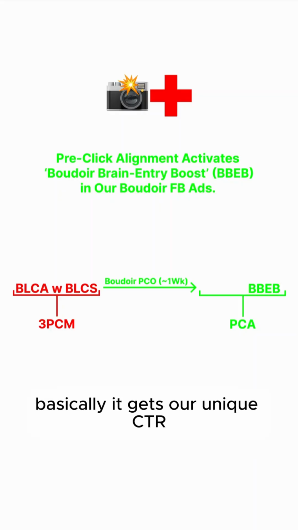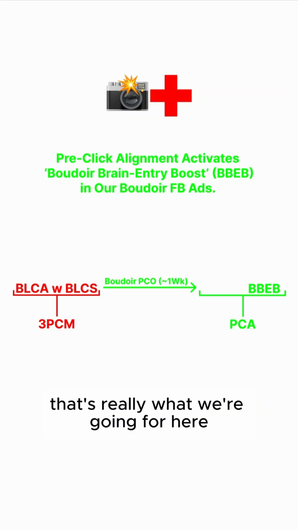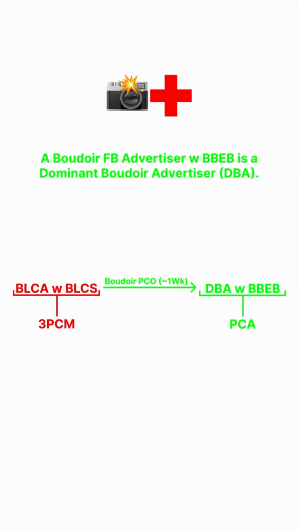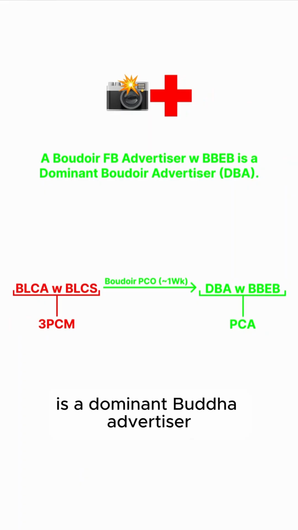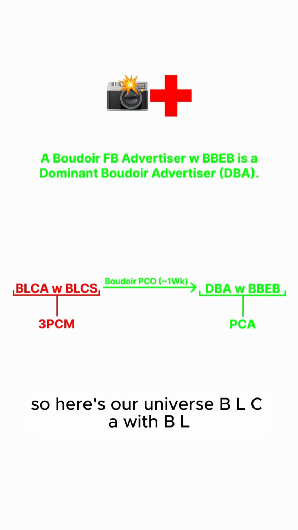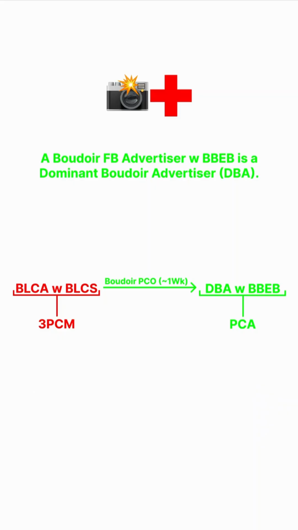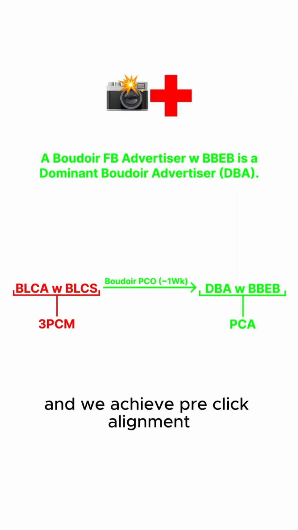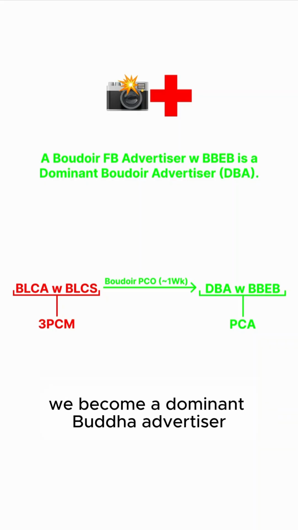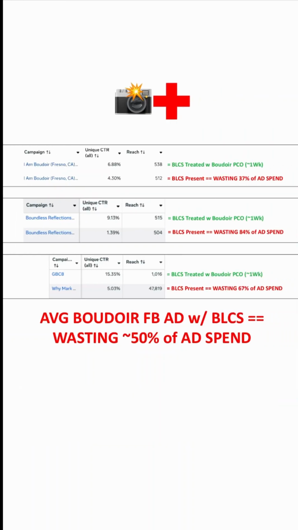And pre-click alignment activates Boudoir Brain Entry Boost, BBEB, in our Boudoir Facebook ads. Basically, our unique CTR is now above 6%. That's really what we're going for here. And a Boudoir Facebook advertiser with Boudoir Brain Entry Boost is a dominant Boudoir advertiser. So here's our universe: BLCA with BLCS is caused by the 3 pre-click mistakes. Simple enough, treated with Boudoir Pico takes about a week, and we achieve pre-click alignment. We become a dominant Boudoir advertiser, and we have Boudoir Brain Entry Boost with our Boudoir Facebook ads.